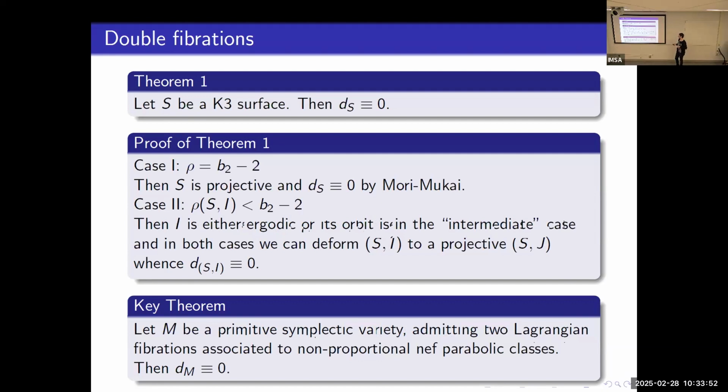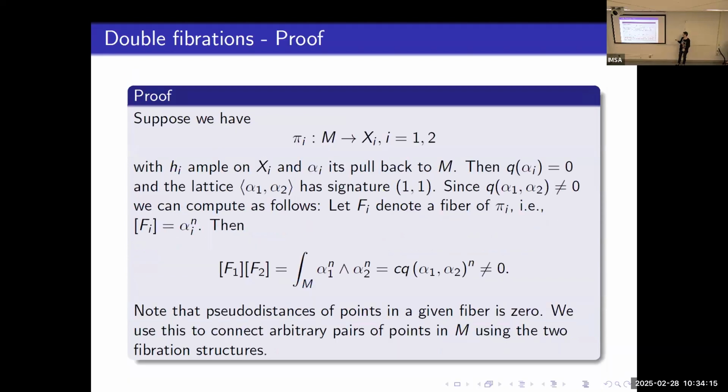Then you have vanishing of the Kobayashi pseudo-distance. So the proof is the same as the case for projective K3s. You basically want two Lagrangian fibrations whose fibers intersect, so that then we can do the triangle inequality and get vanishing. So that's the key. You have to prove that the fibers intersect.